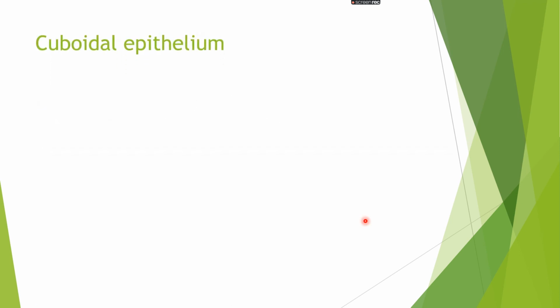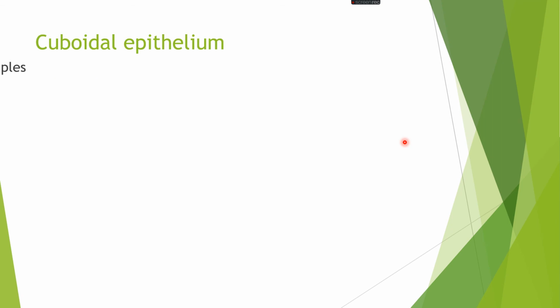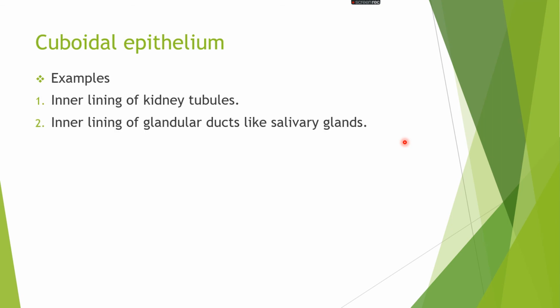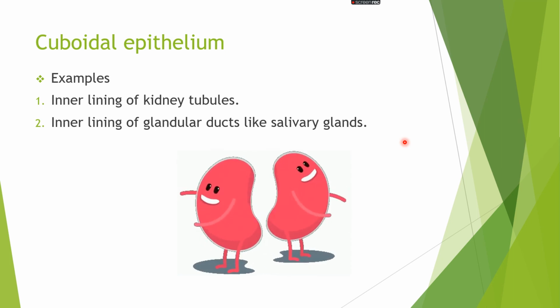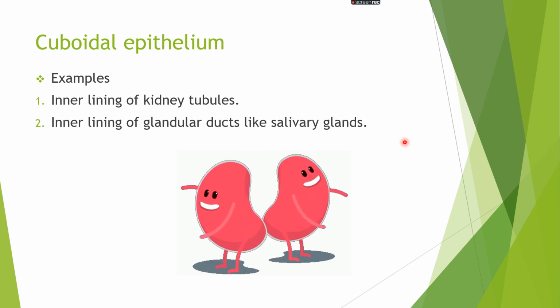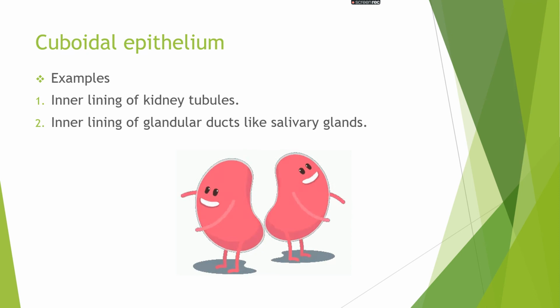Now next we come to cuboidal epithelium. From the word cuboidal, you must have understood that the cells will be cube-like. Here also in this diagram you can see the cells are cube-like. So next let's move on to some examples. First, the inner lining of kidney tubules. Second, inner lining of glandular ducts like salivary glands. So basically the cuboidal epithelium serves as an inner lining to many parts of the body.